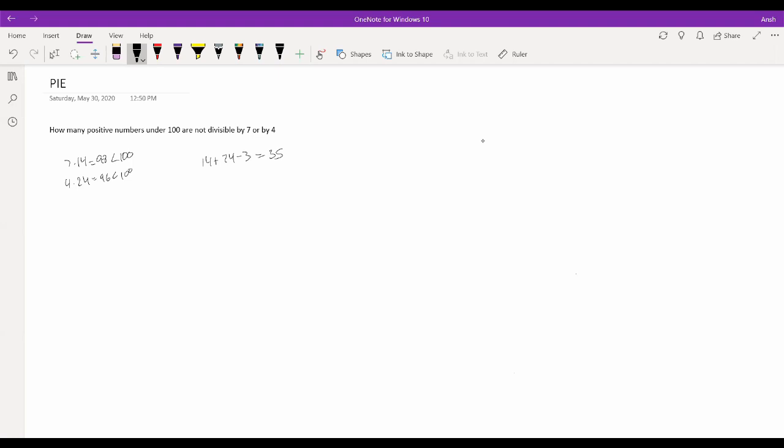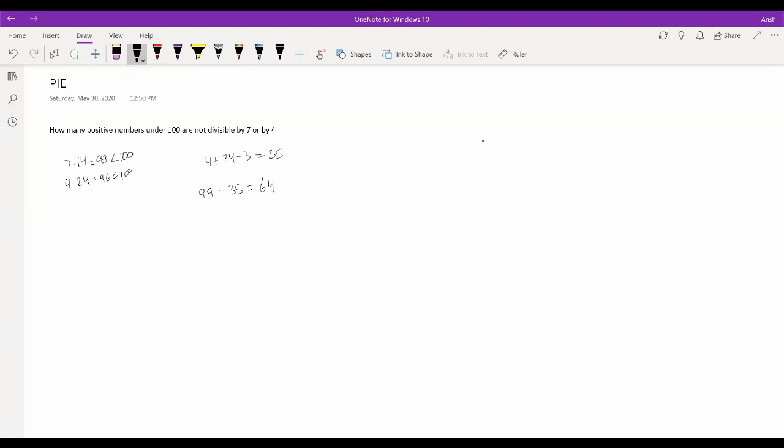So if we want the numbers that are not divisible by 7 or 4, we have to subtract from the total, and the number of positive numbers less than 100 is just 99. So our answer just turns out to be 99 minus 35 equals 64.